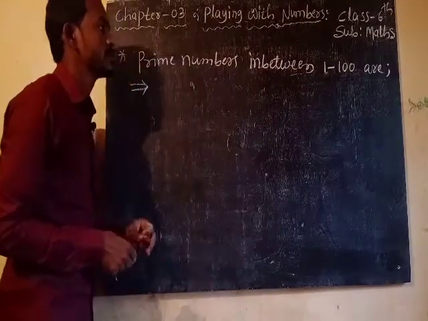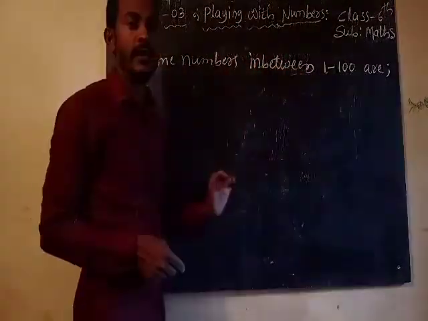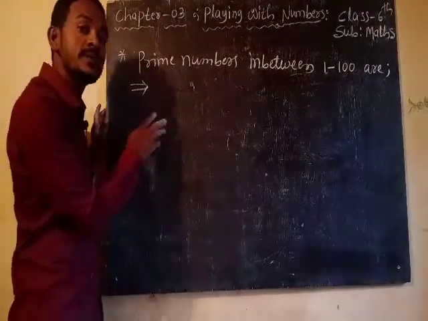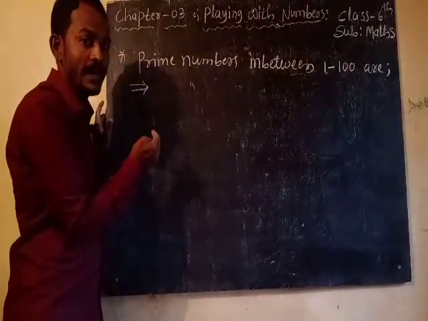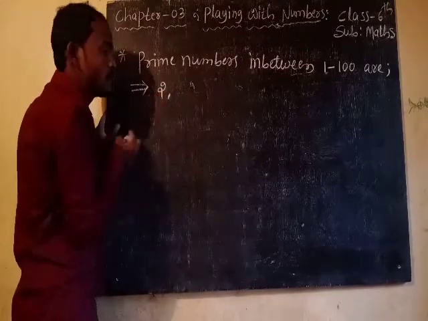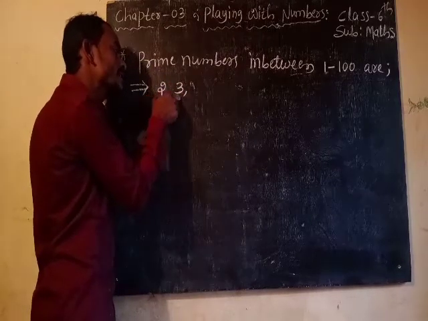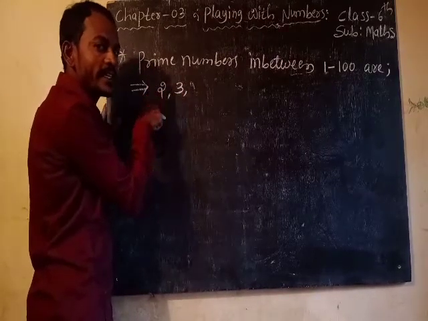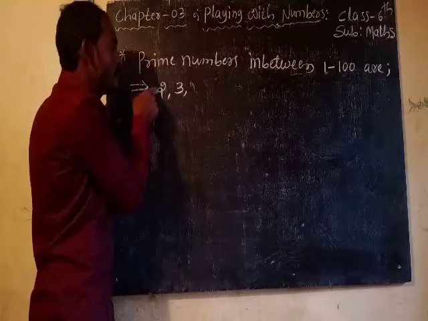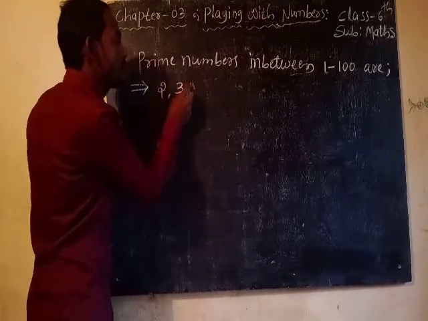Dear students, you have to write the prime numbers between 1 to 100. The first one is 2, the next one is 3, because 2 and 3 have only 2 factors. The 2 factors are 1 and itself. 1 twos are 2, 2 ones are 2, 1 three is 3, 3 ones are 3.